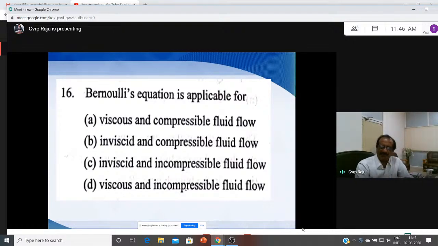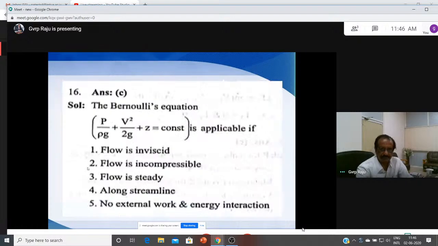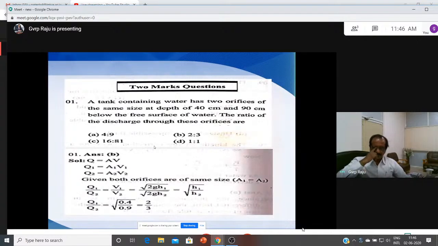Bernoulli's equation is applicable for inviscid and incompressible flow. So the answer is C, 16C. So only for ideal fluid, which is inviscid, absolutely there is no problem. So these are the 2 marks questions in the GATE examination.